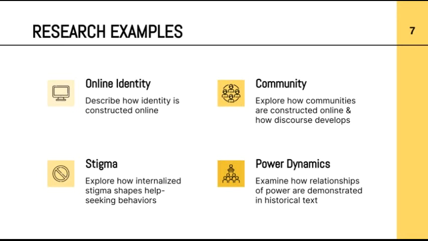But if this were done in psychology, perhaps we might look at the number of likes and the types of interactions you have online and how that influences a person's identity. So their sense of self, their confidence, their esteem, and their competence, or their perceived competence. A second example is exploring how communities are constructed online and how discourse develops.